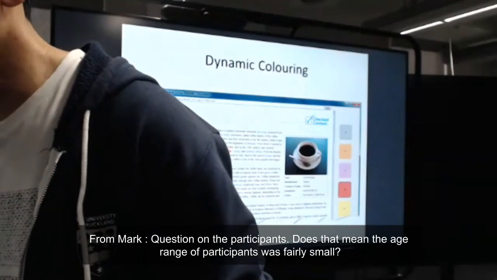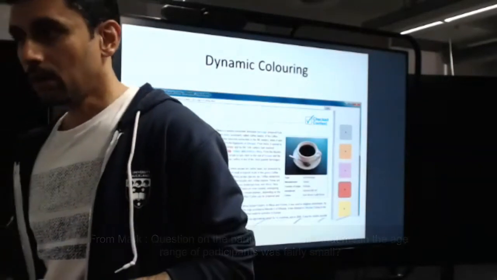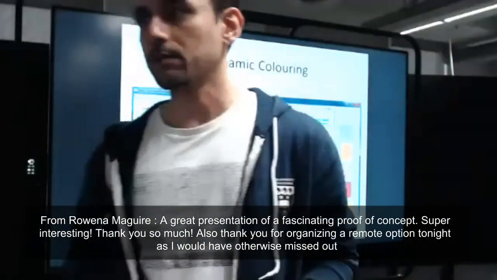The age range. Yeah, it was a small range. Most of them were from a very selected age range. We did get a few people from outside that student bracket. So it was not all university students, but mostly university students in the engineering and computer science departments.